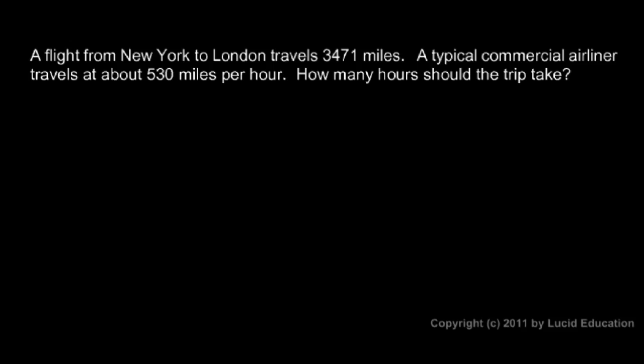A flight from New York to London travels 3,471 miles. A typical commercial airliner travels at about 530 miles per hour. How many hours should the trip take? Well, we want to do 3,471 divided by 530. But instead, I'm just going to round. I'm going to take, instead of 3,471, I'll just say 3,000. And instead of 530, I'll say 500. And you might be able to do that in your head. 3,000 divided by 500 is 6. And this is in hours. So it'll take about 6 hours.